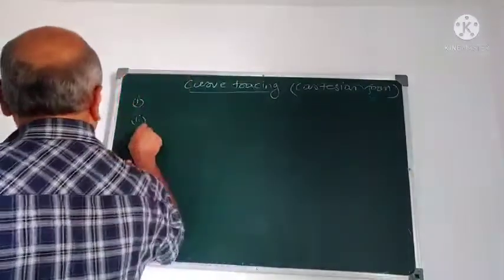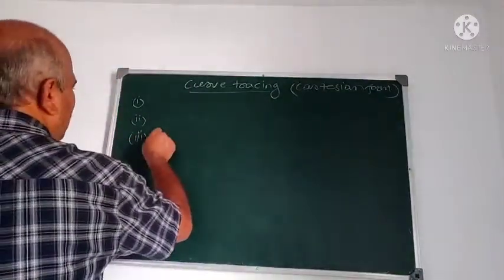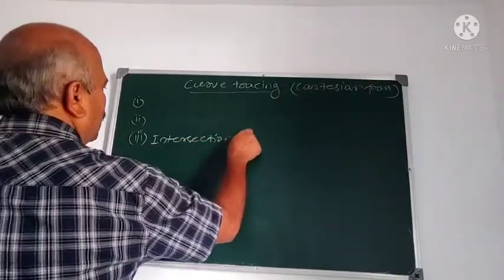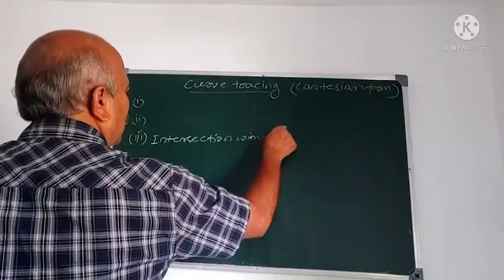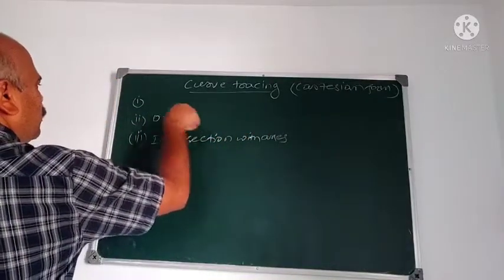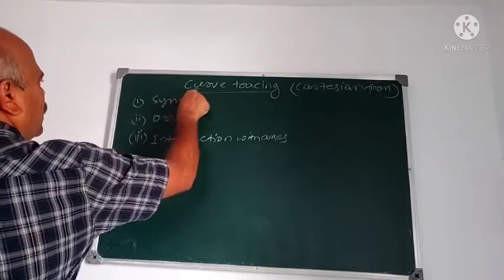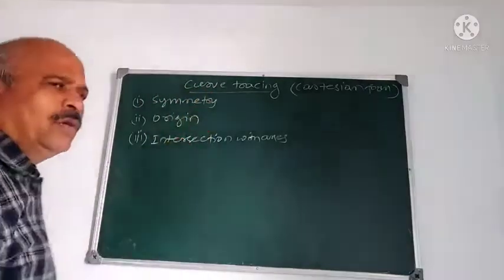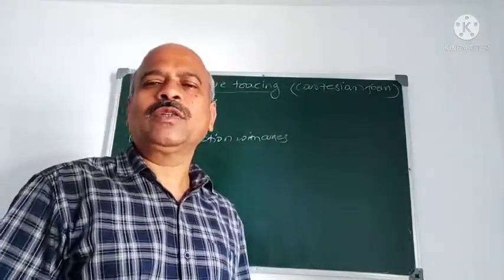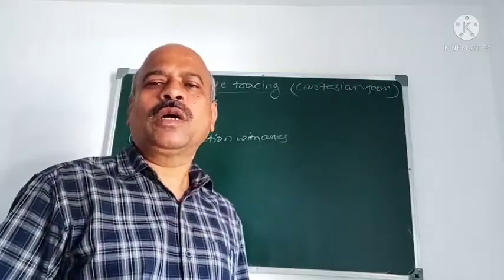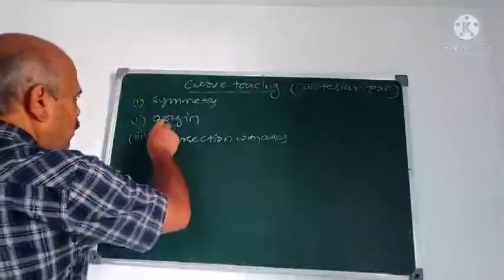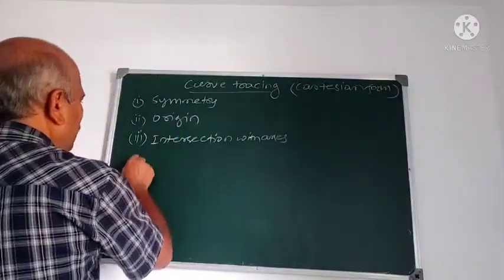Third one is intersection of the curve with the axis. First one is symmetry, second is origin. You can go through that video, where I explained how to find the symmetry when the curve is symmetric about the x-axis, y-axis, or opposite quadrants, or about the line y is equal to x. Four things are there: symmetry, whether the curve passes through origin, and intersection with axis.